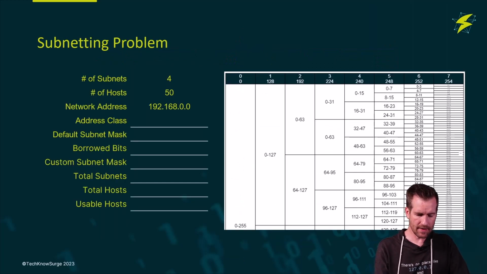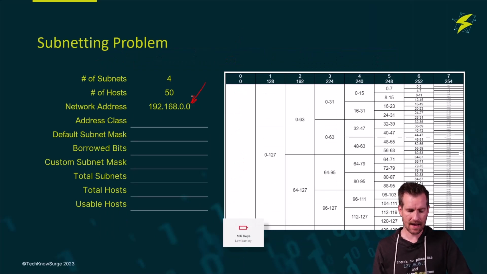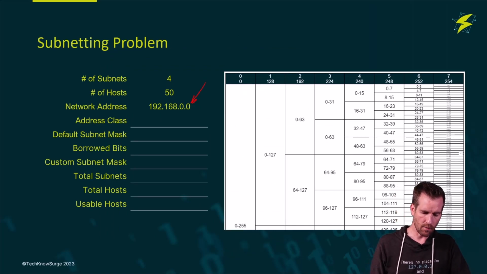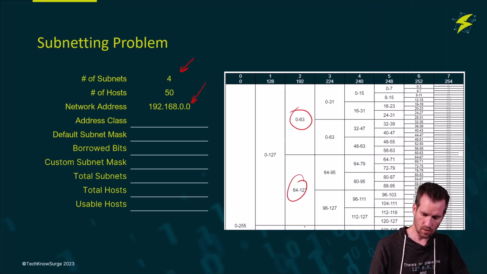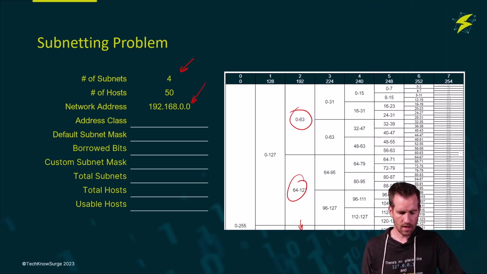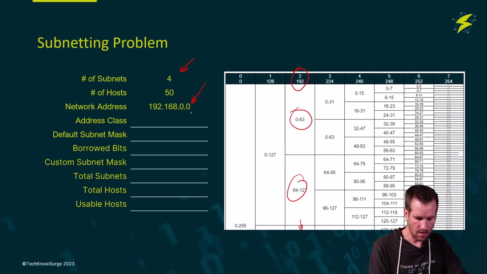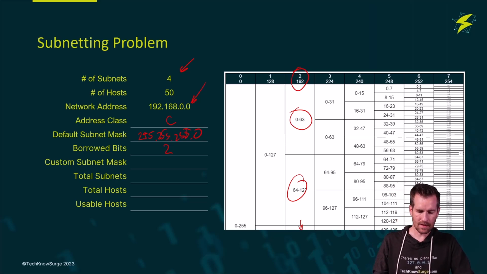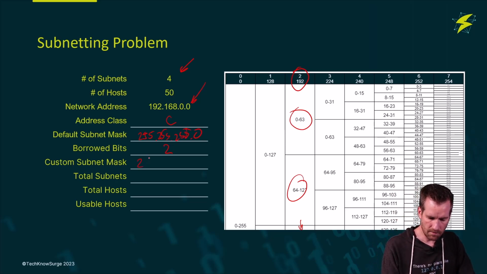Here's one more example of that. So we have a 192.168.0.something, and what we can do is we need 4 subnets. If I need 4 subnets, here's 1, 2, and then 3 and 4 down below. So I want to borrow 2 bits. The address class is a C. I can do a 255.255.255.0. Next, the custom subnet mask is going to be 255.255.255.192.